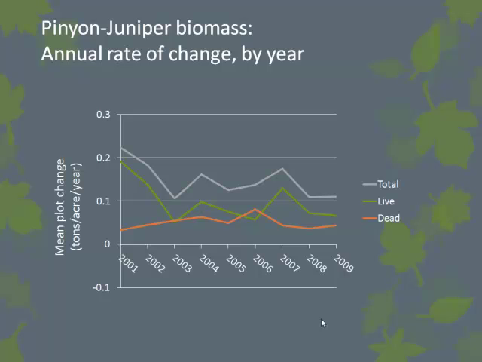This graph shows the mean rate of change by the year of the second measurement. So I took the time 2 biomass minus time 1 divided by the number of years, just so I wasn't comparing something that had been measured 5 years later with something that was measured 20 years later. And the main reason I put this up here is to show that the mean increase per year in live biomass was about 1/10 of a ton per acre per year.